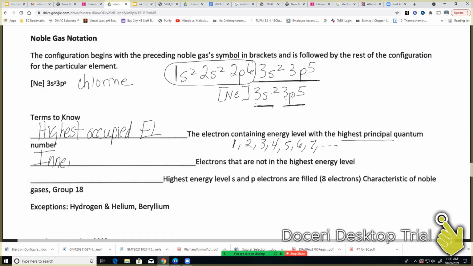You also have your inner shell electrons. Those are electrons that are not in the highest energy level. They're also called the core electrons. We talked about those during periodic table trends. So for this element, that would be all of those that we circled.